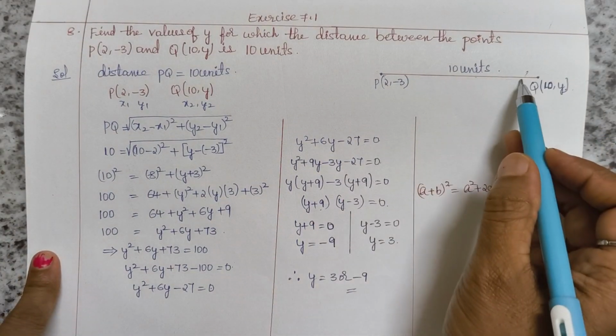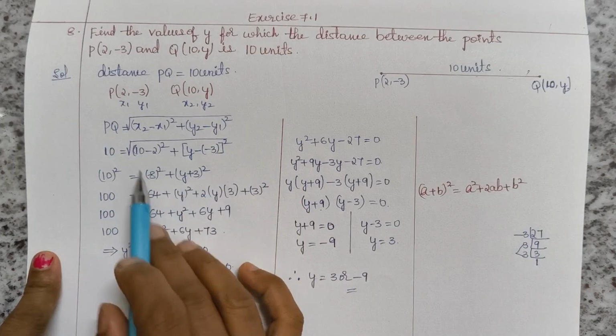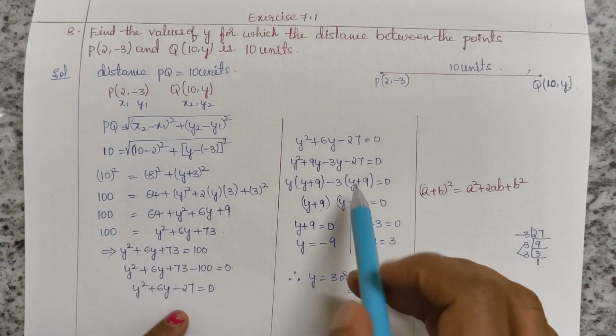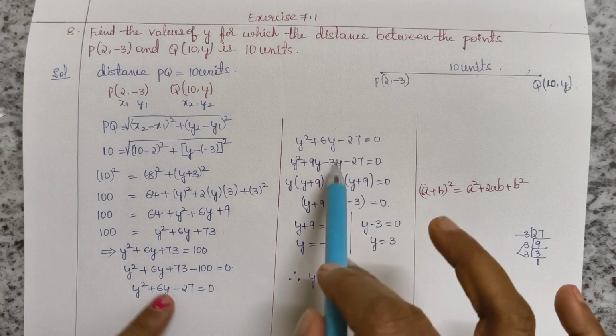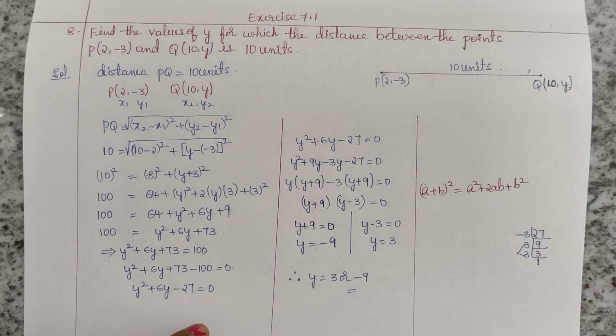Very simple. This is 10 units is there. So PQ distance formula you take, PQ 10 you are taking means you will get one equation. This one you did splitting the middle term means you will get 2 answers. 3 or minus 9 is the answer.